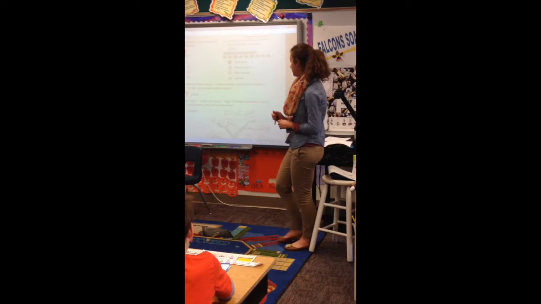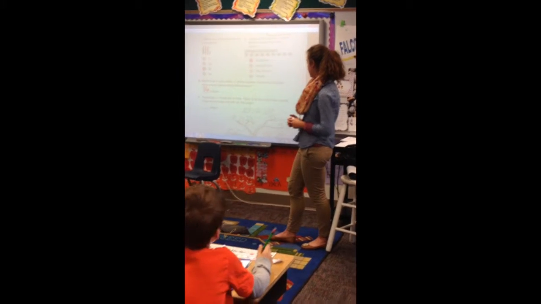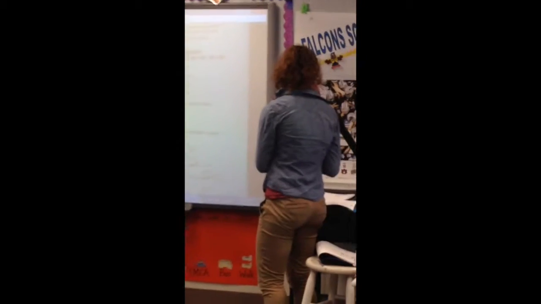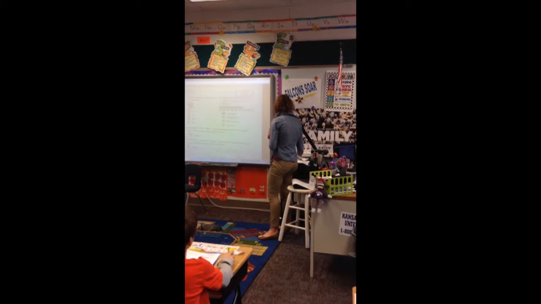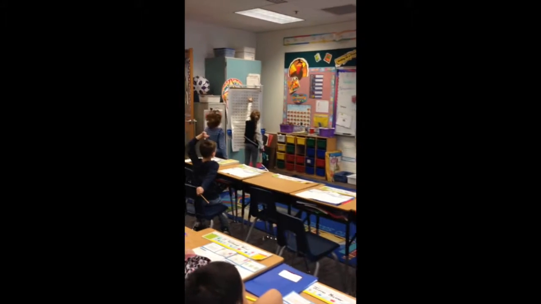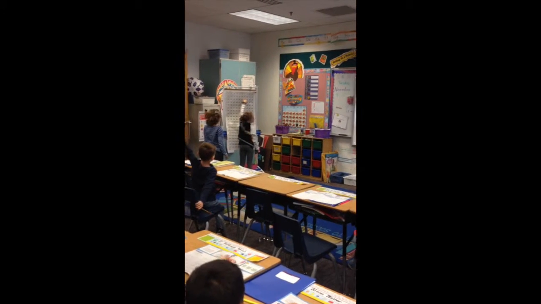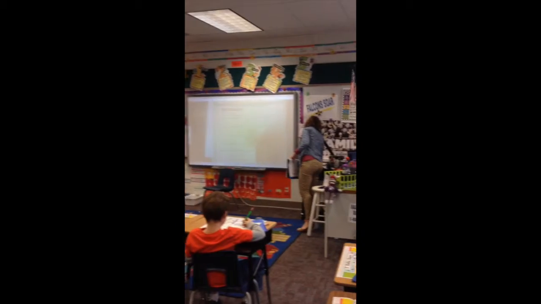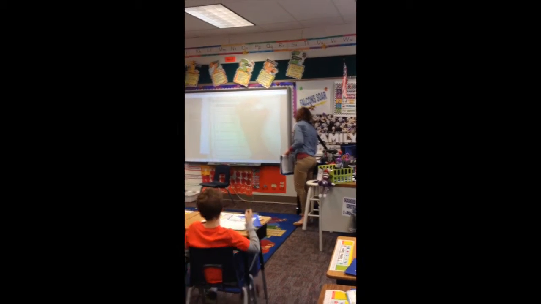There are 11 birds on a tree. Then 3 of the birds flew away. How many birds are left on the tree? 8. And then what's 10 more? Good job. So 10 more than 18 is 28.